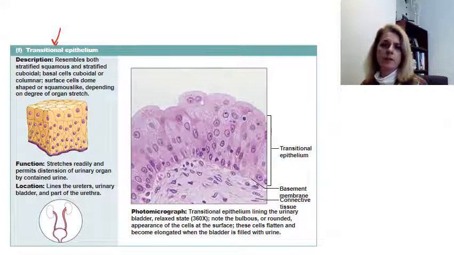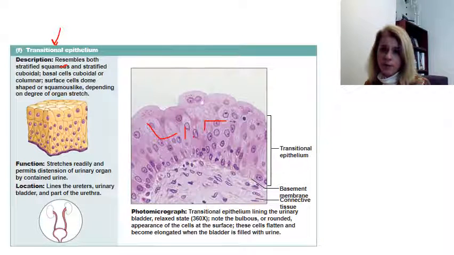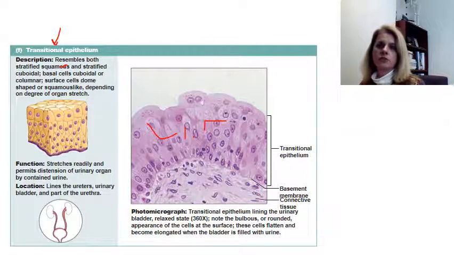Transitional epithelia. This is a new one. If you see something and you just go, I can't count the layers, I can't figure out the shape, then it's probably transitional. It just kind of resembles both squamous and stratified cuboidal. You really can't pick a shape. So if you can't figure out what it is, chances are it's transitional.